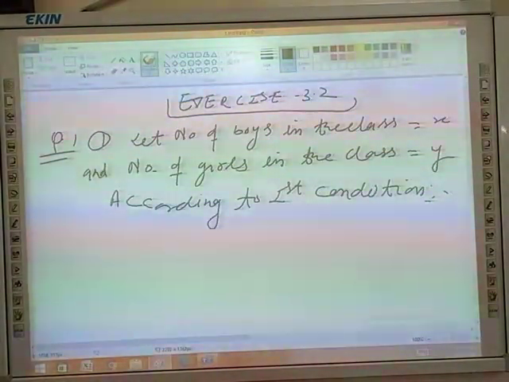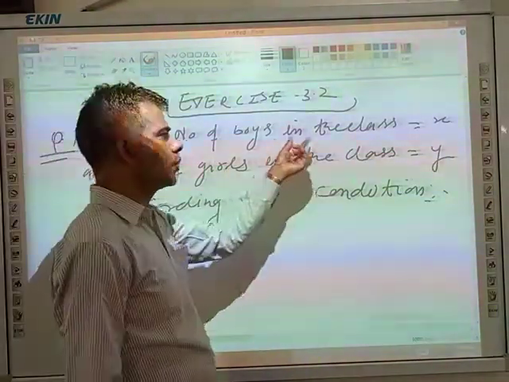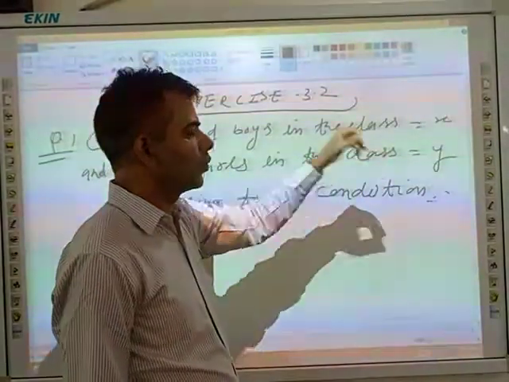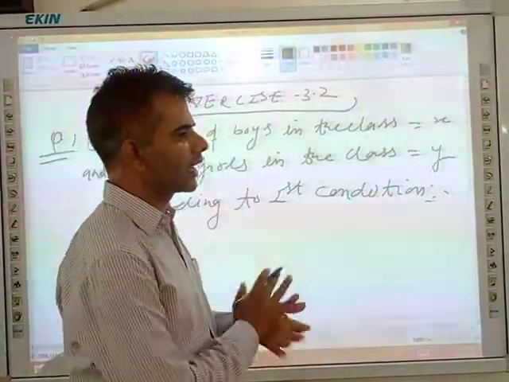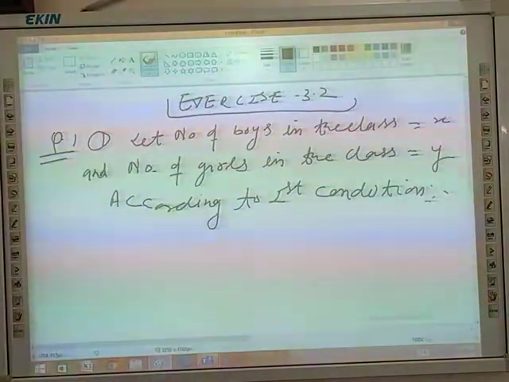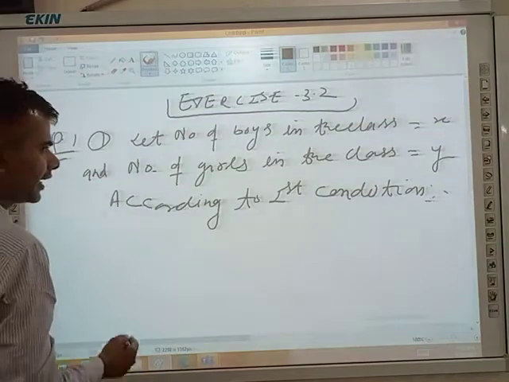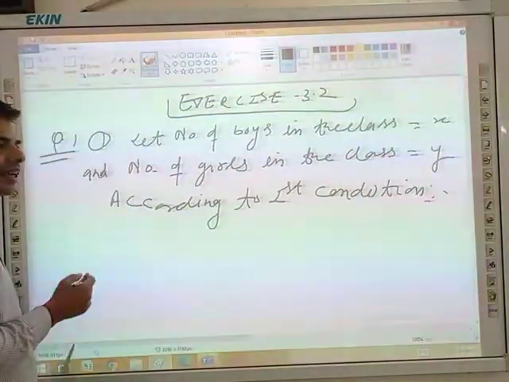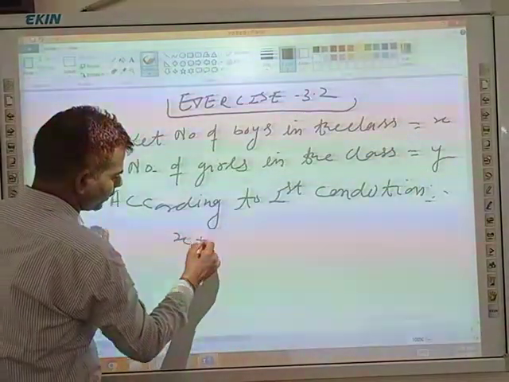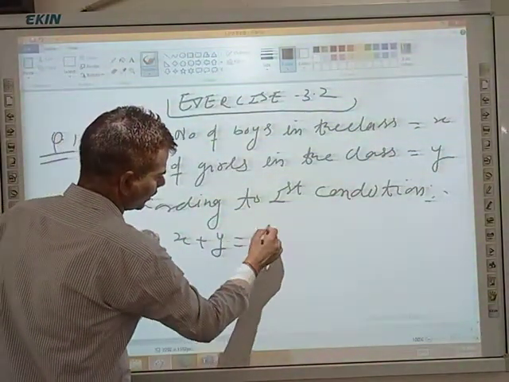Students, 10 students of class 10. Student, in class 10, number of boys are X and number of girls are Y. Total number of students are 10. What will be your equation? What will be your first linear equation in two variables? X plus Y is equal to 10.